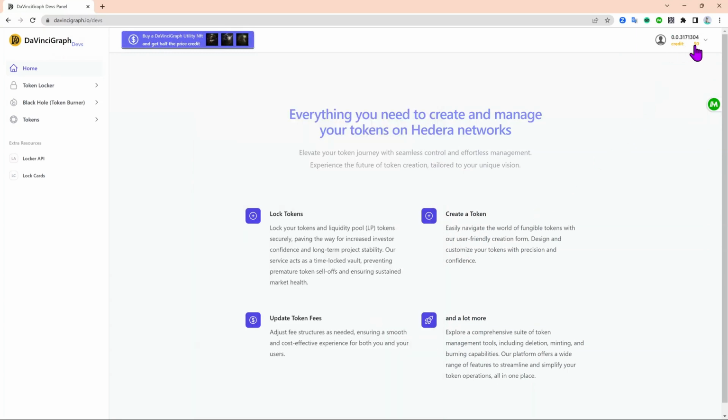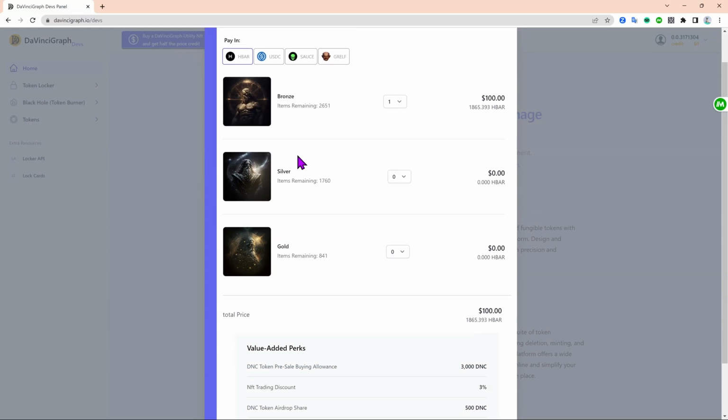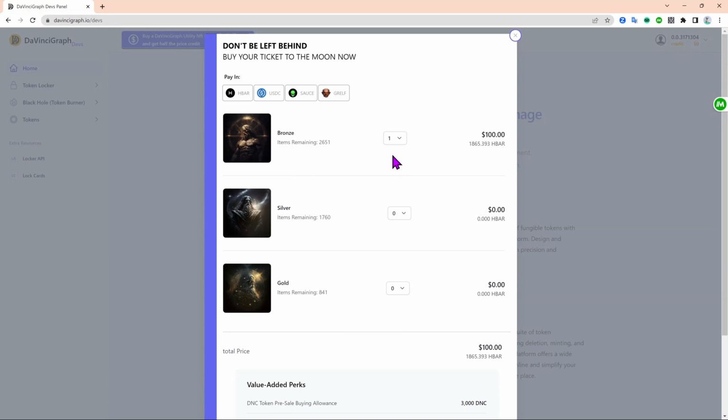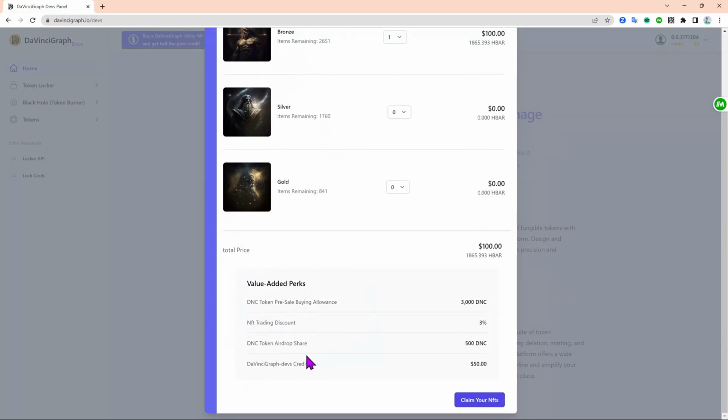For creating a token, we need $10 devs credit. There are two ways to get devs credit. One of them is investing in DaVinciGraph utility NFTs. By investing in these NFTs, you get DNC token presale buying allowance, trading discount in DaVinciGraph NFT marketplace, DNC token airdrop, and 50% of the NFT price as devs credit. For example, if you buy one DaVinciGraph Bronze Utility NFT, you get $50 devs credit.